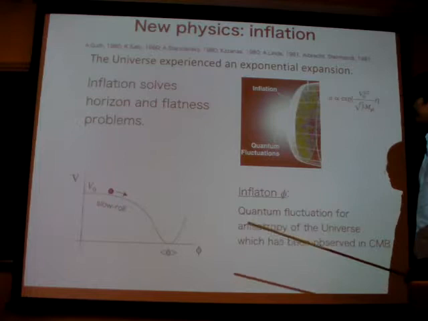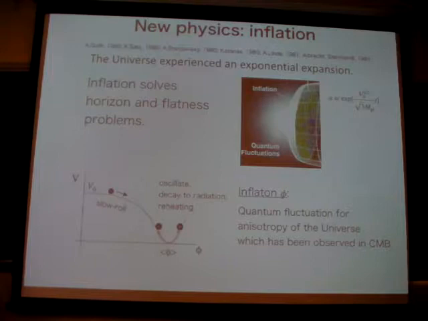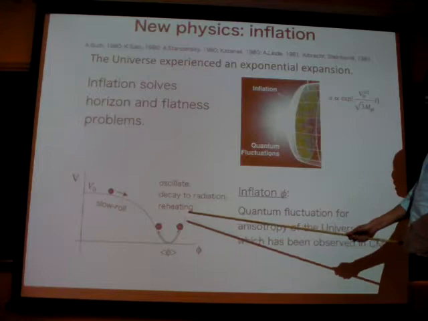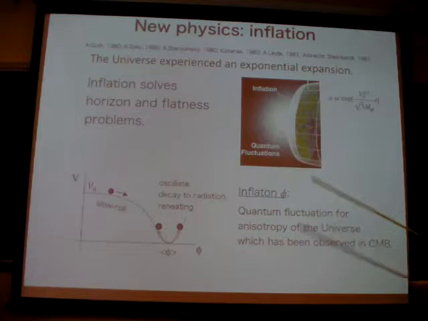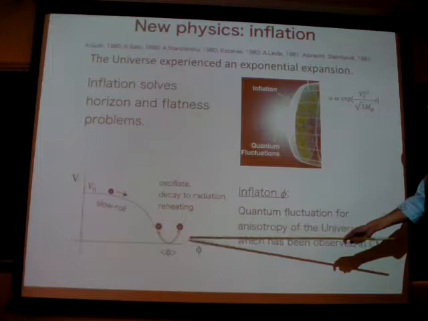At a certain era, the slow-roll ends, so inflation ends, and the inflaton oscillates around the potential minimum. If we couple this inflaton field to the standard model particles, then at a certain era this inflaton decays into the standard model particles, and the energy of the inflaton is transferred into the radiation made up of the standard model particles. Therefore, the hot universe is realized. This is called reheating.